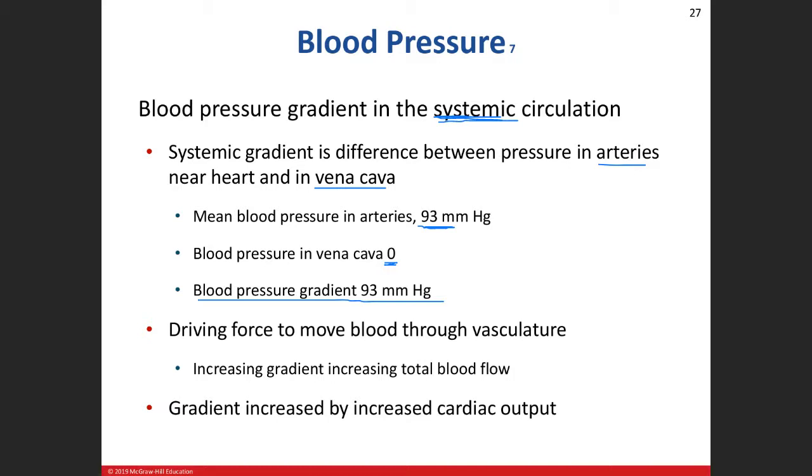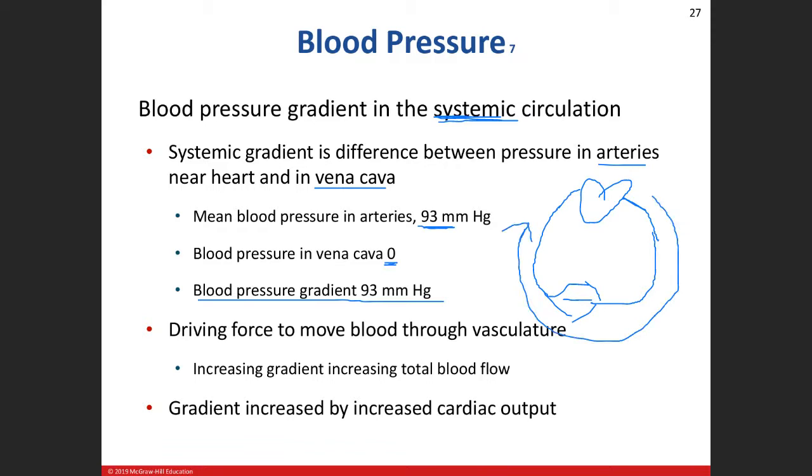Which is why you can see how blood goes from the arterial system. Here's the heart. It's not the best. I know yesterday was Valentine's Day. Blood goes into the arterial system, then into the capillary system, and then it goes back into the venous system. And that pressure gradient drives it in this direction.